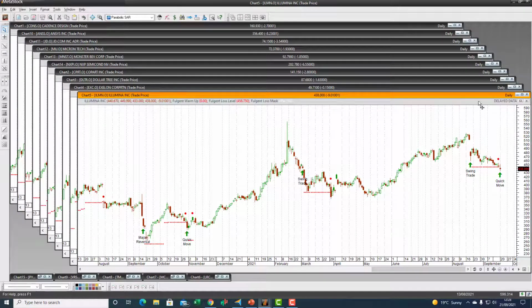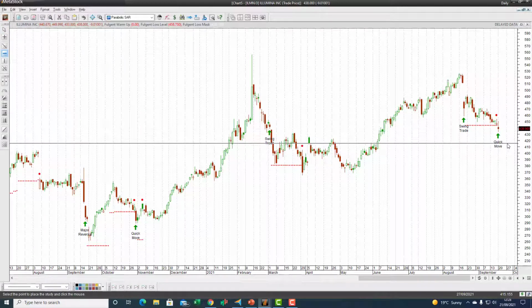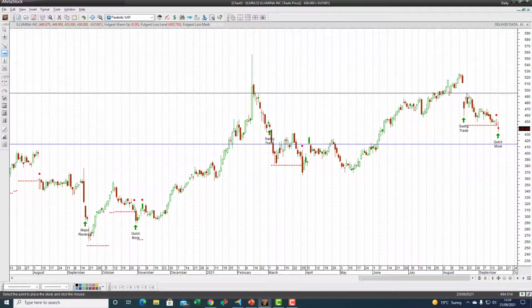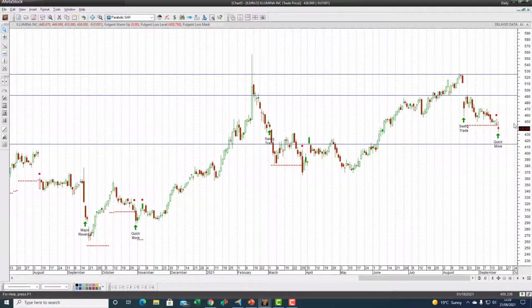Next up, Illumina. Here we go. Quick move. Last swing trade got stopped out there. We've got a quick move in. You've got a trailing stop right down here between 420 and 410. And then the upside potential would be to close this gap. The first level of resistance would be that level there, and then ultimately that high there. So this is the upside potential in and around the current levels, back up to 490, and then 525 is the upside resistance target for that one.